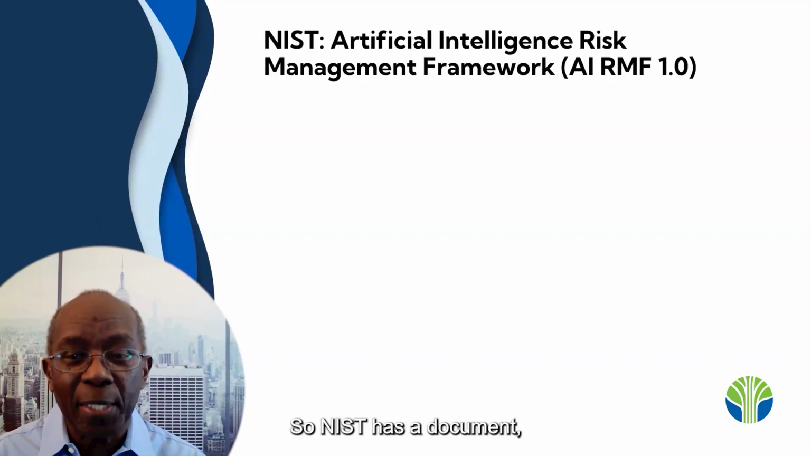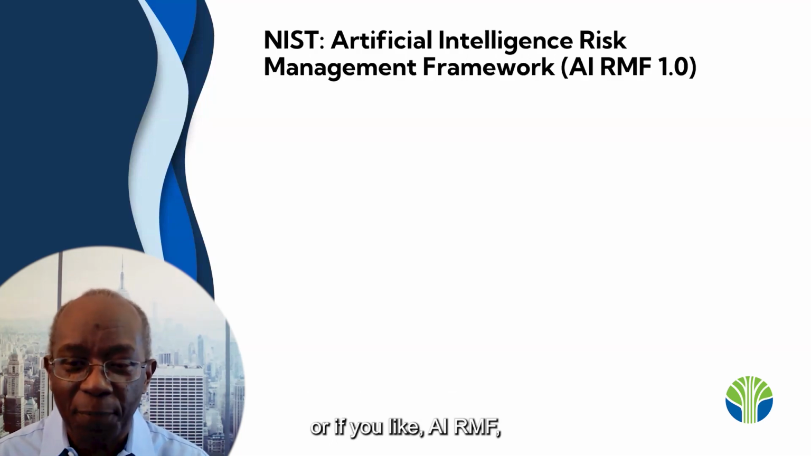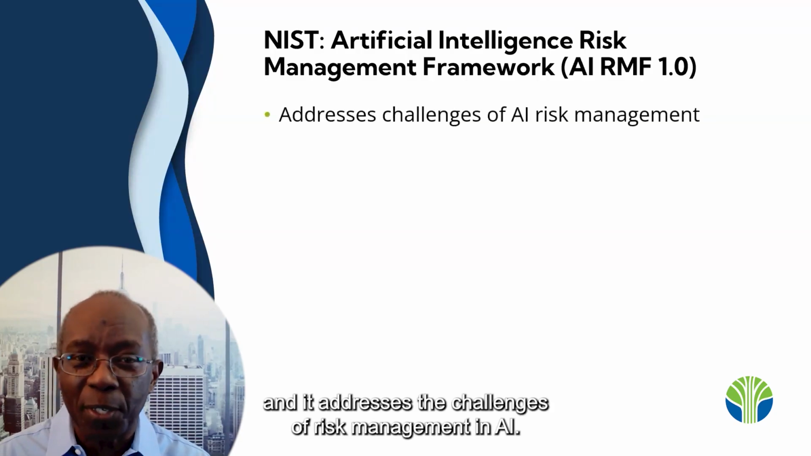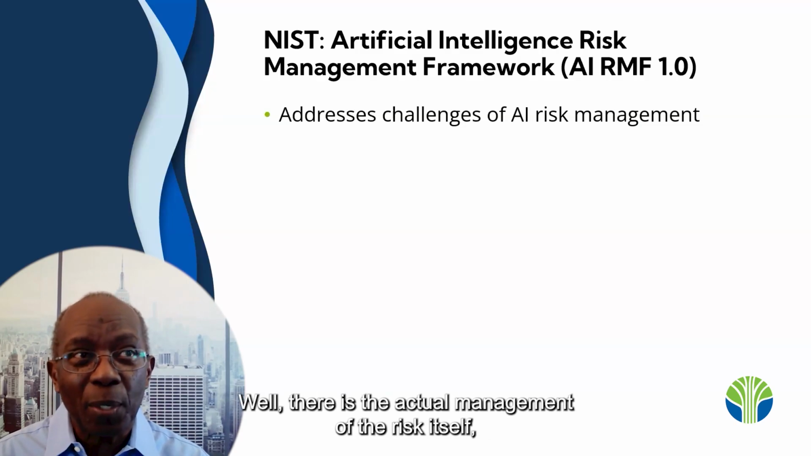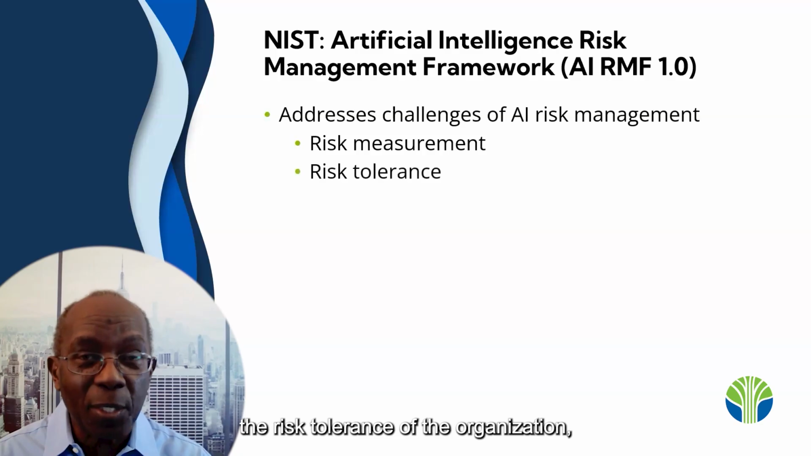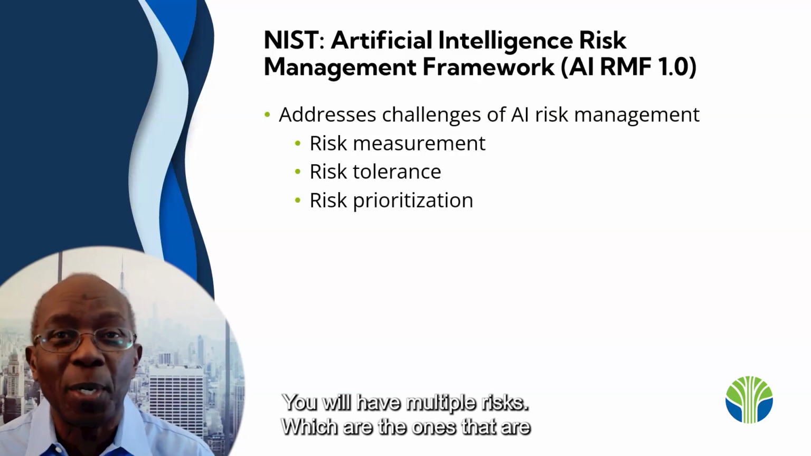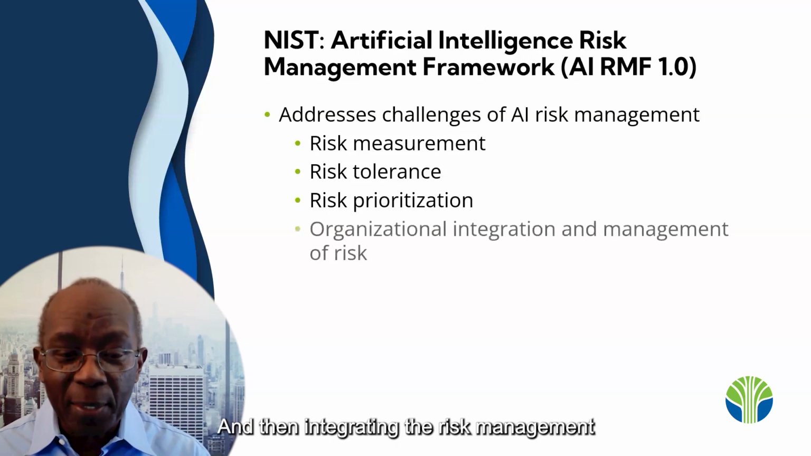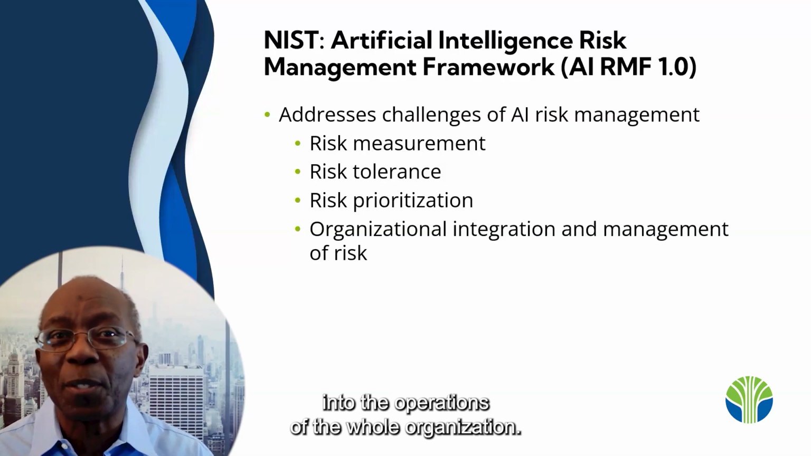So NIST has a document, the Artificial Intelligence Risk Management Framework, or if you like, AI RMF, and it addresses the challenges of risk management in AI. What are the challenges that one needs to look at? Well, there is the actual management of the risk itself, the risk tolerance of the organization, risk prioritization. You will have multiple risks. Which are the ones that are more critical than the others? And then integrating the risk management into the operations of the whole organization.